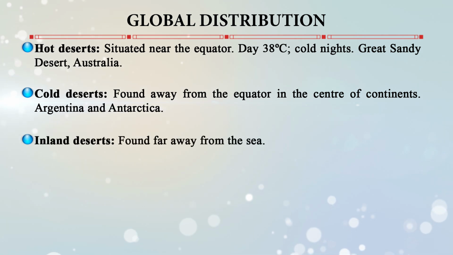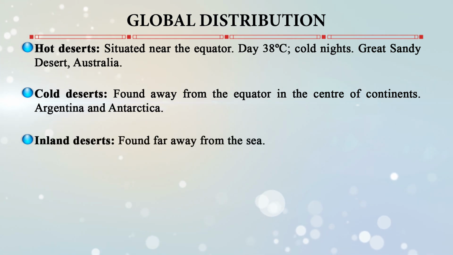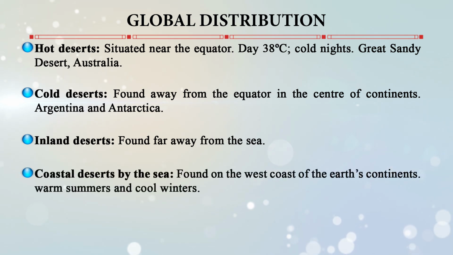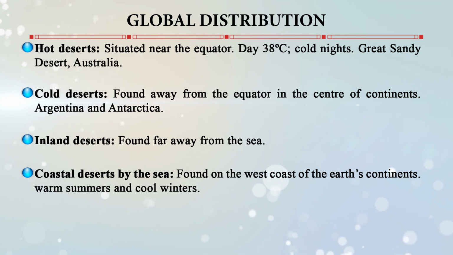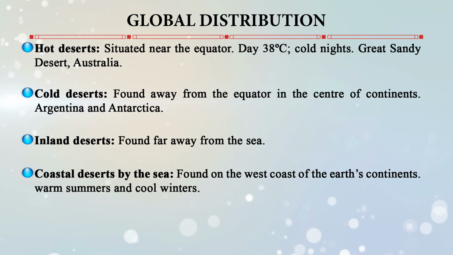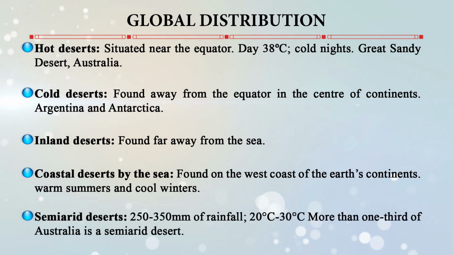Inland deserts, as the name indicates, are found far away from the sea, inland. The coastal deserts are those that are found by the sea, and these are found on the west coast of the earth's continents where they have warm summers and cool winters. Then there are semi-arid deserts. These have 250 to 350 millimeters of rainfall. The temperatures normally range between 20 and 30 degrees centigrade. More than 1/3 of Australia is a semi-arid desert type. So, this forms the global distribution of certain deserts.